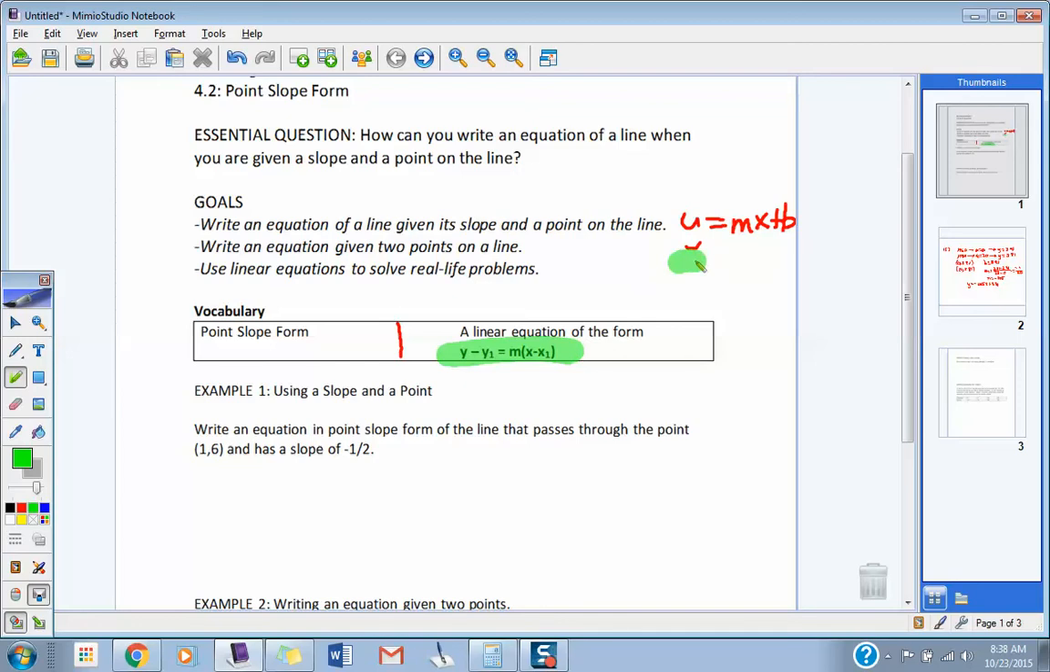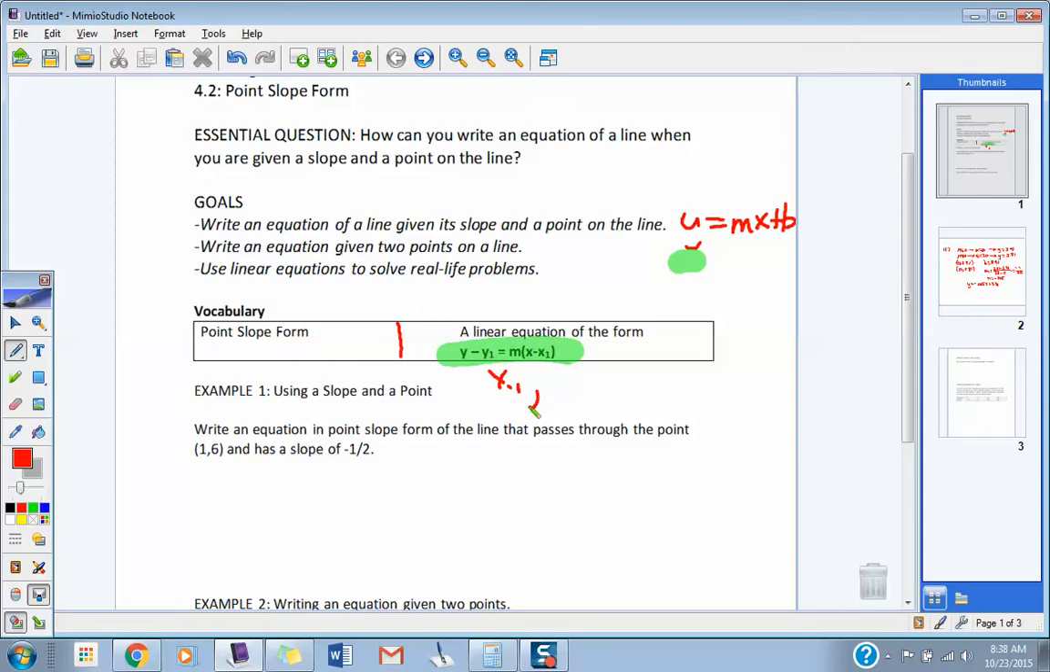All right, but on the left side, instead of just having y, you have y minus y1. Recall that when we've talked about slopes before, we've had a formula for slope that had y2 and y1 in it. Kind of the same thing. What I want you to know about y1 and x1, I'm going to write this.